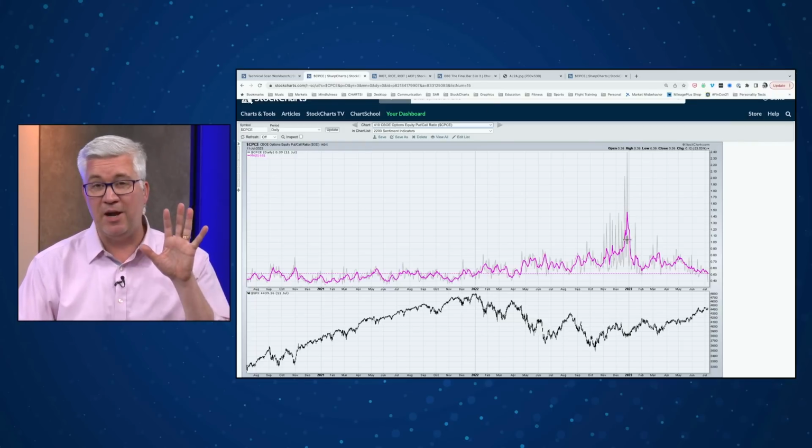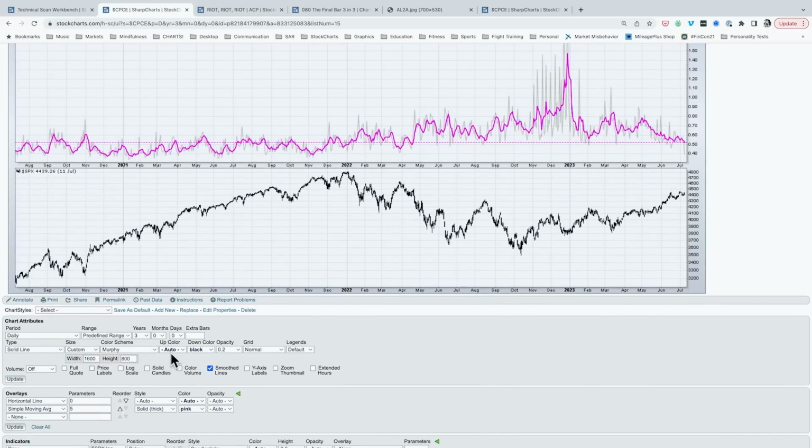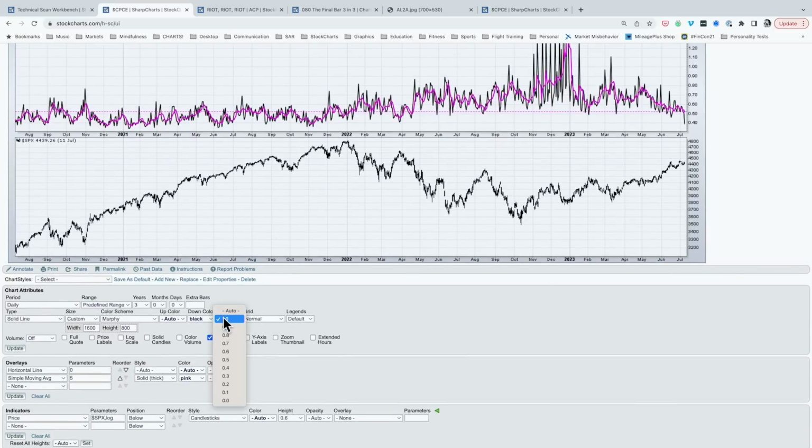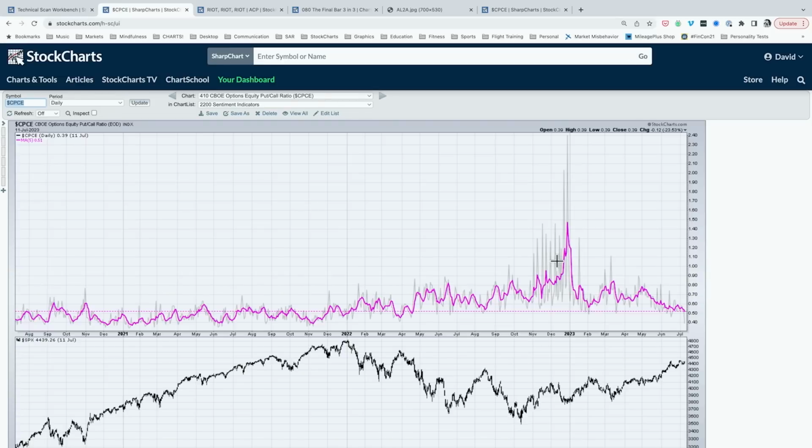I actually have it in a gray color that's a little lighter. The trick on StockCharts to do that is to use the color black or gray, and then use this setting right here, the opacity, I think you would call it, which defaults to 1, which is actually a pretty dark line. I like to use the black color and then just dial it way down. So you're making it more and more transparent, so it kind of fades into the background.